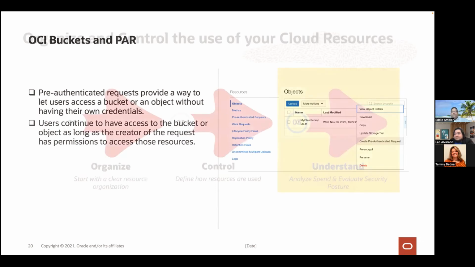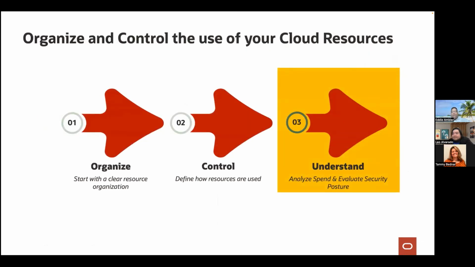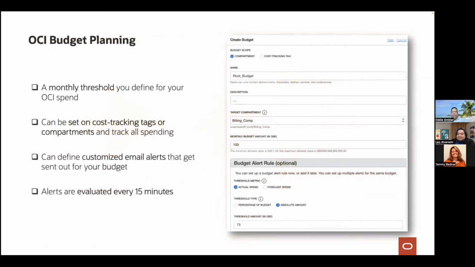All right, well, let's move to the last category, which is understanding what we're spending, evaluating our security posture, and just kind of planning for the spend. Okay, let's move to OCI Budget Planning.